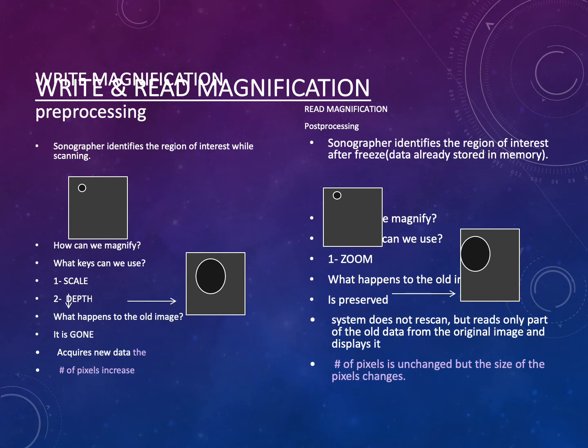What happens to the old image? When we use the zoom key, we achieve magnification. The structure is magnified now, and we can look at it. The old image is preserved. Remember, the old image is already in memory. The system does not rescan, but reads only part of the old data from the original image and displays it. So the old image is preserved, still there in memory. The number of pixels is unchanged, but the size of the pixels changes because we stretch them.